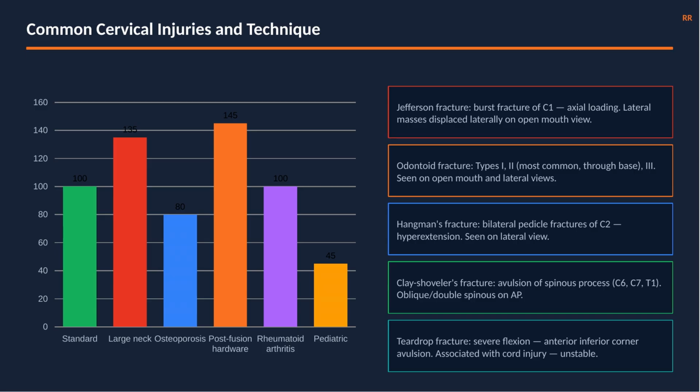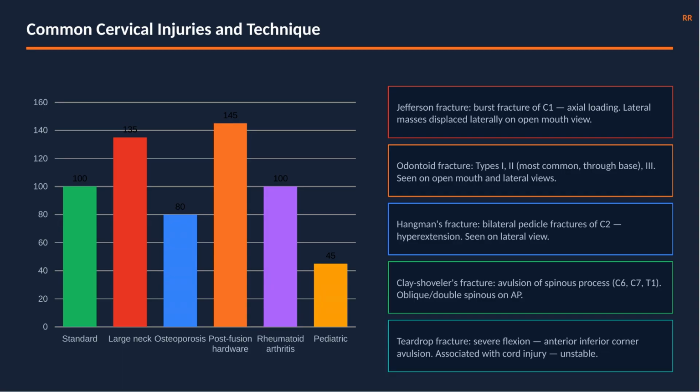Odontoid fracture. Types 1, 2, and 3. Type 2, through the base of the odontoid, is the most common and most unstable, seen on open mouth and lateral views. Hangman's fracture, bilateral fractures through the pedicles of C2 from hyperextension. Best seen on the lateral cervical radiograph, associated with motor vehicle accidents.